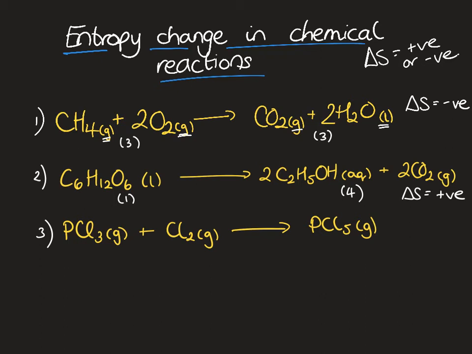Finally, in equation 3, we've got the formation of PCl5, everything in the gas phase. So we have 2 moles of gas on the left and 1 mole of gas on the right. So 2 moles of a gas is going to be more disordered than 1 mole of a gas. So as we go through the reaction, we're going to have a decrease in entropy, and delta S is going to be negative.